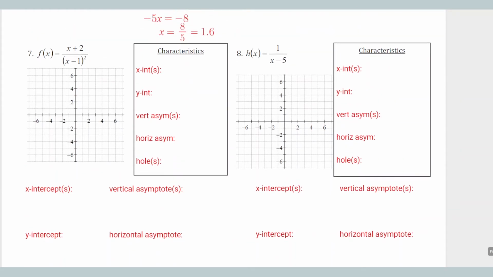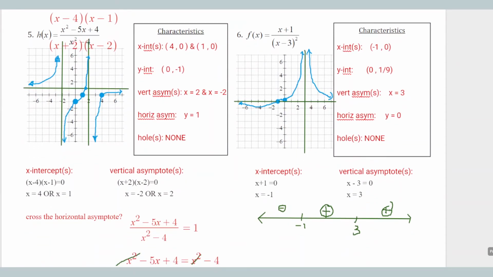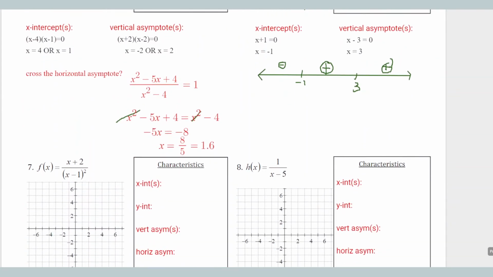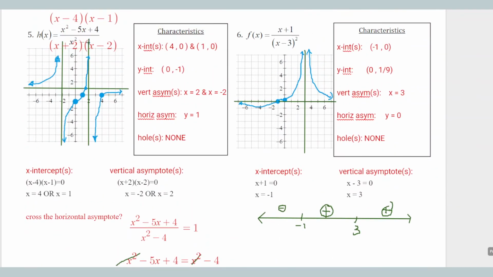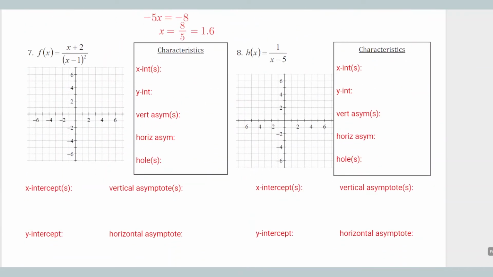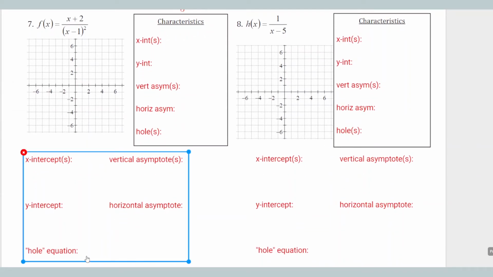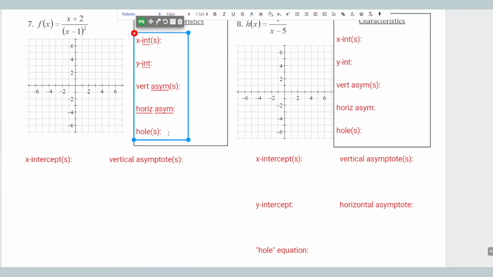Here on number 7, it's set up the same way that number 8 was, where we've got a squared binomial in the denominator. So we can expect the same kind of behavior where, when we meet at the vertical asymptote, the two sides are going in the same direction. Whether they're going up or down, we don't know yet. But we're not alternating between positive and negative infinity when we have that even multiplicity. Here it's already factored, so we can see there are no holes, so we don't need to worry about any of that.